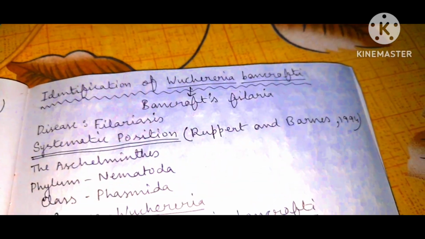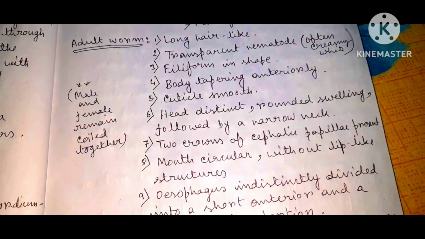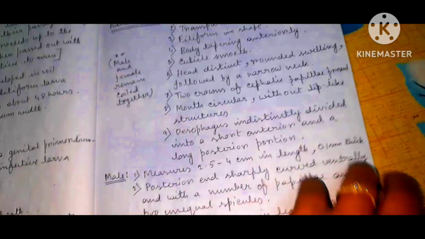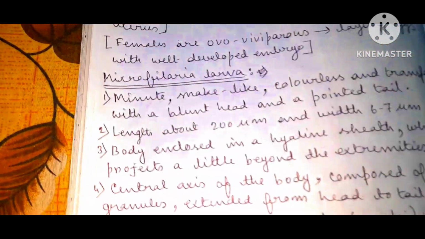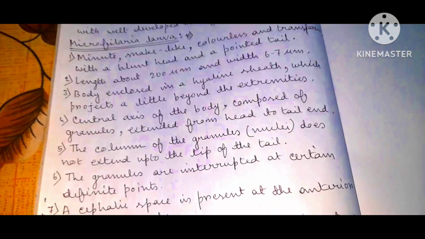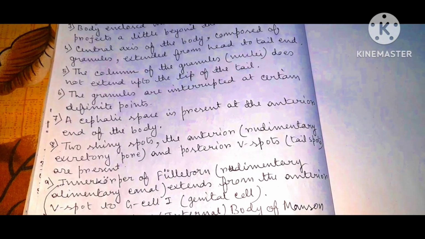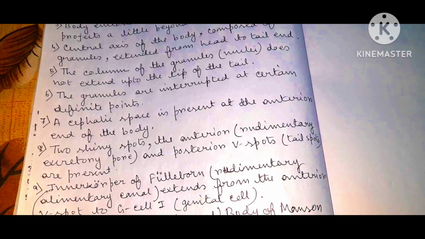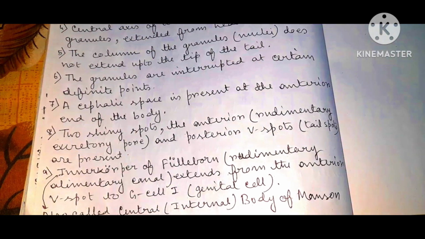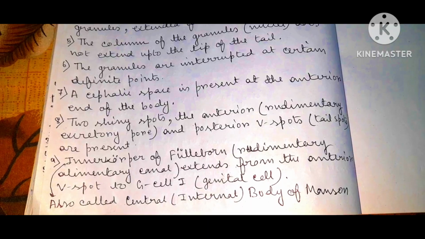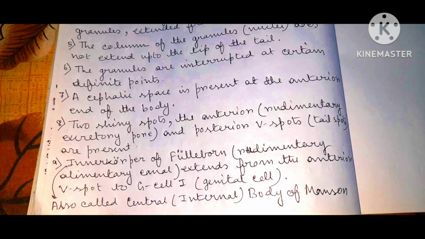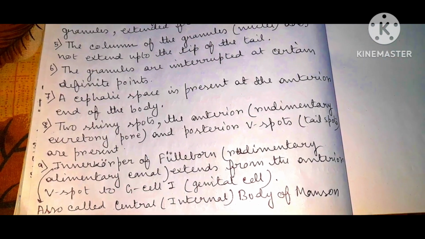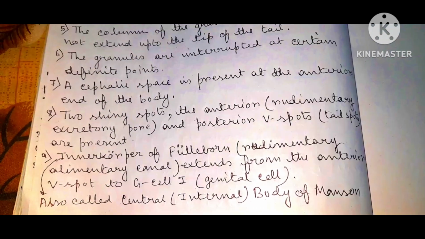This is all about the systematic position and identifying characters of the adult worm, male and female specification, and Microfilaria larva of Wuchereria bancrofti. According to the SEM4 CCF syllabus, all the identification for your parasitology practical has been completed from my channel. Stay connected for the next session, and all the best for your upcoming parasitology practical exams. Thanks for watching.